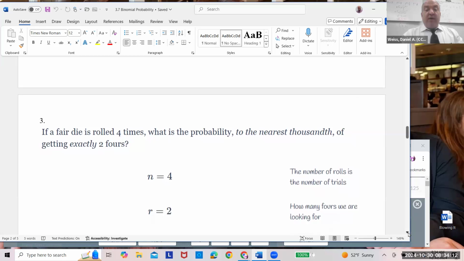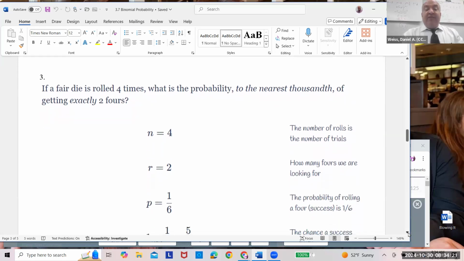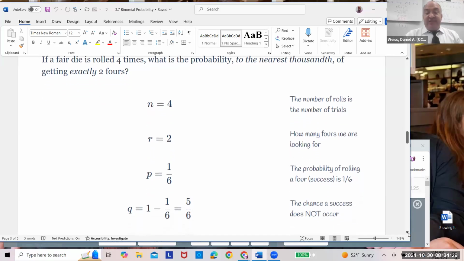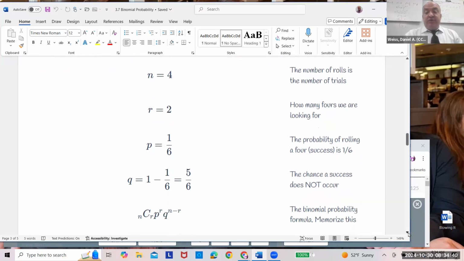Okay. What's the probability of rolling a 4? The probability of rolling a 4 is 1/6. If the probability of rolling a 4 is 1/6, the probability of not rolling a 4 is 5/6, right? Because 1/6 plus 5/6 is 6/6, or 1 whole, right? All right. So now I'm going to use my formula again.